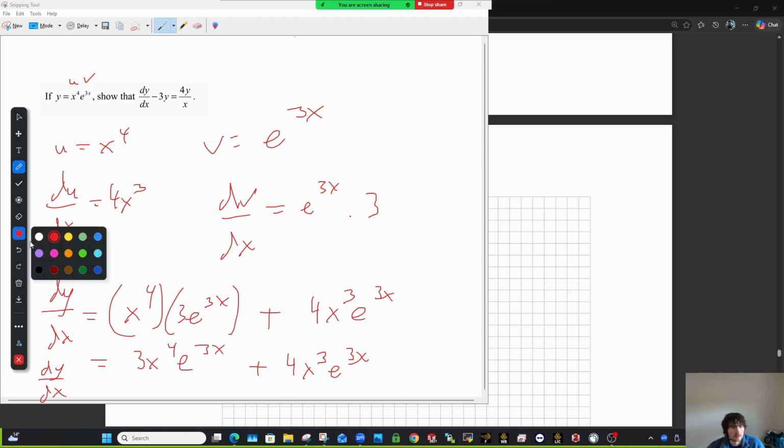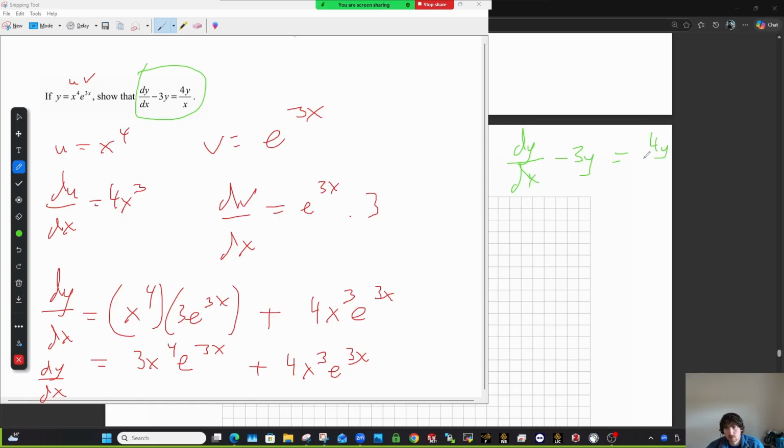So you just follow the instructions up here, check if this formula works. This is one of the rare things where you're asked to show something, but what you actually do is you use the thing you're meant to show by subbing into it. So in for dy dx, I'm going to put this. State for the examiner though what you're subbing into. So dy dx minus 3y equals 4y over x.